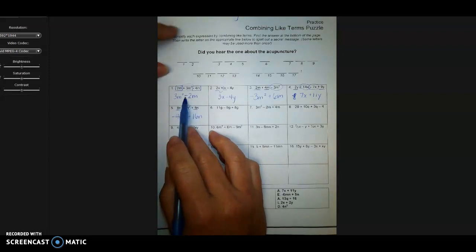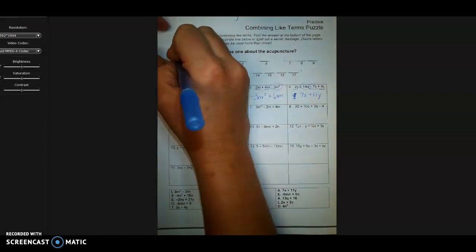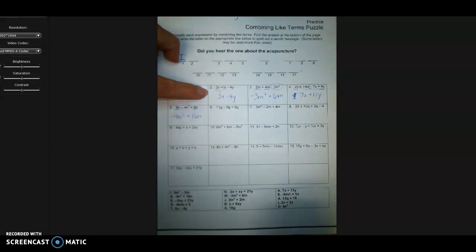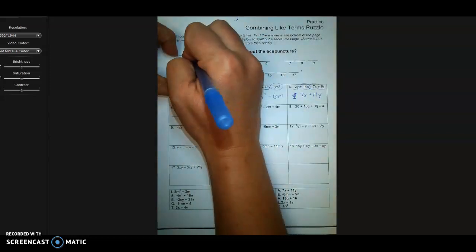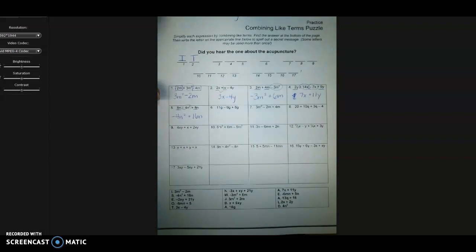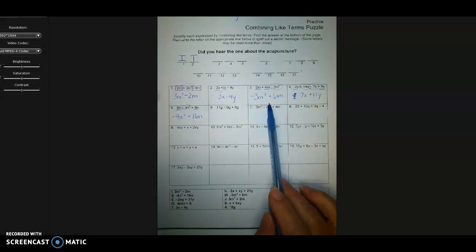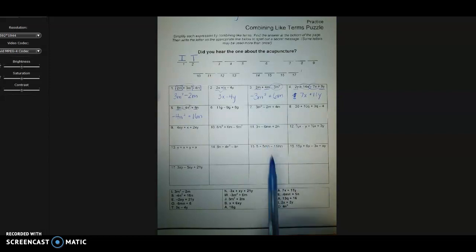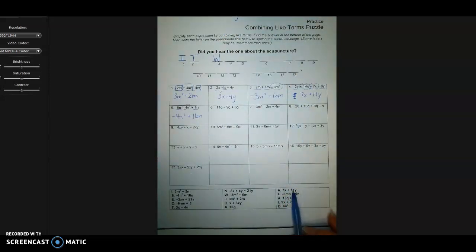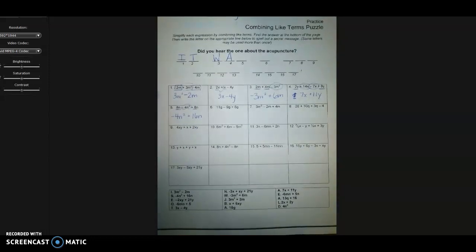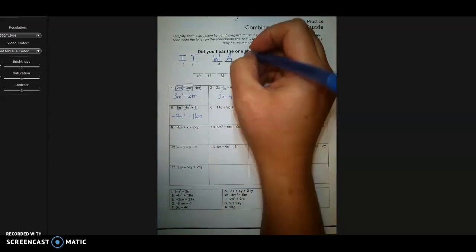So for this first one, for number 1, I'm going to put an I. For number 2, I got 3x minus 4y, and there it is right there, so that's a t. And then I've got negative 3m squared plus 6m, and that's a w. For 4, I have 7x plus 11y, so that's going to be an a. And for number 5, I got negative 4n squared plus 16n, and that's an s.